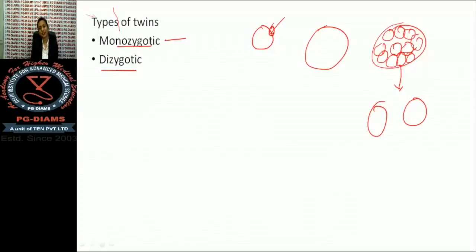Then dizygotic twinning is when you have 2 oocytes fertilized by 2 different spermatocytes. At the same time, in the same cycle, the oocytes may be derived from the same ovary or from 2 different ovaries. Basically, in the uterus, you have 2 fetuses of different genetic makeup, because these are two different oocytes, different spermatocytes. It is just like two siblings temporarily growing at the same time in the mother. So these are dizygotic twins. Dizygotic twins can be of the same sex, can be of different sex, but monozygotic will always be of the same sex.